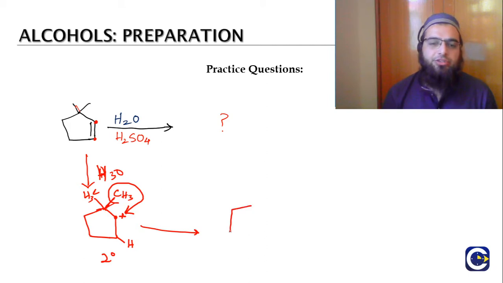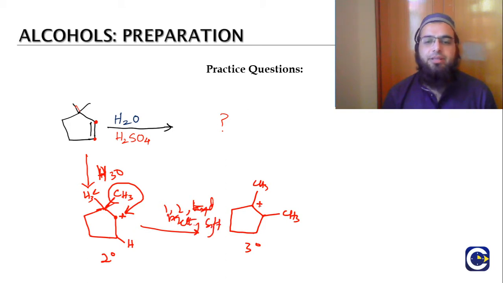Therefore there will be a shift, and we will be getting this, this is the methyl that has shifted, and this is another methyl, and here is the positive charge. Now this is a 3-degree carbocation, and a 1,2 methyl shift has taken place. Okay, this is the 1,2 methyl shift that has taken place, and we have got the most stable carbocation.